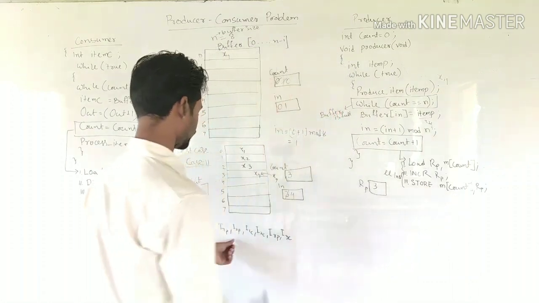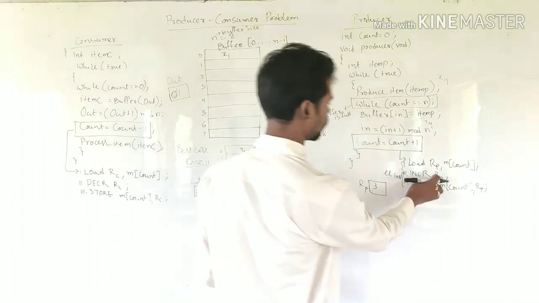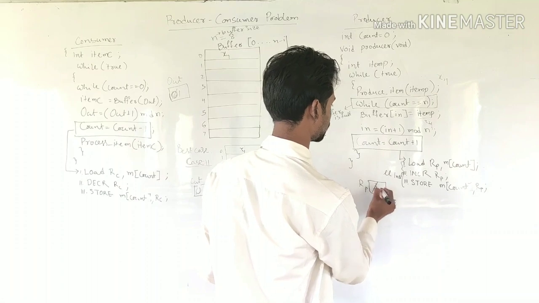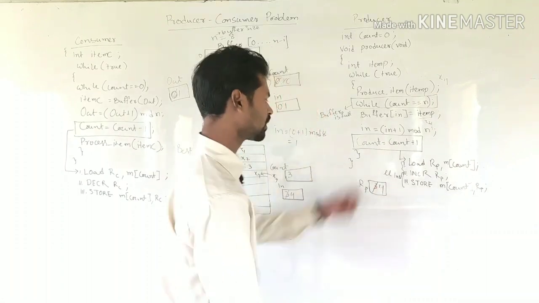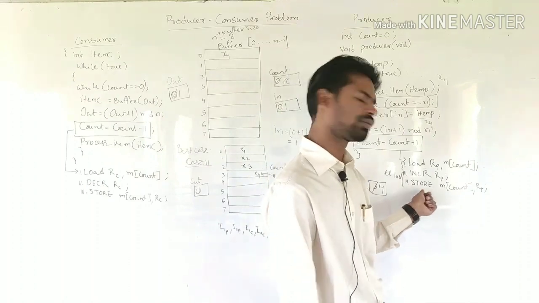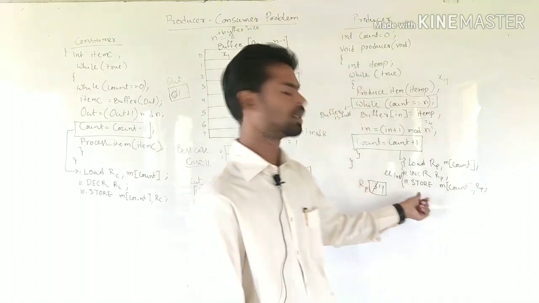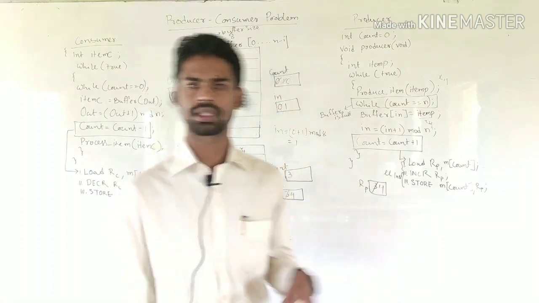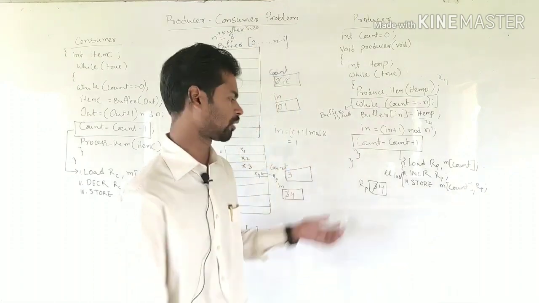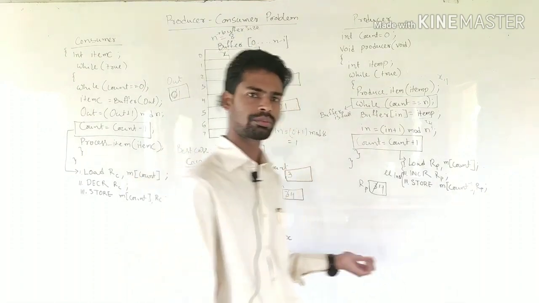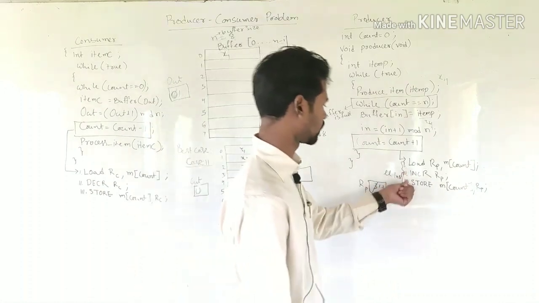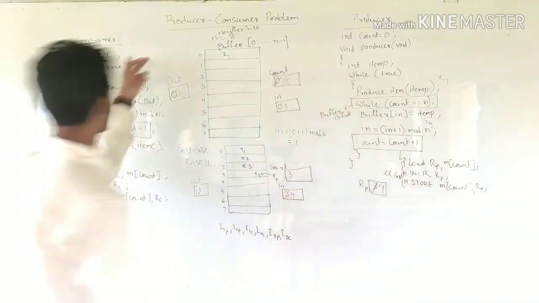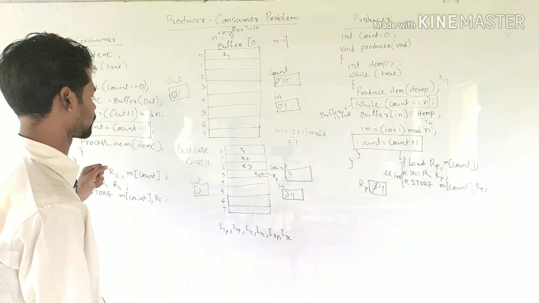Next, execute instruction I2, instruction 2 of producer, that is RP increment RP, that will be 4. But before executing micro instruction 3, it is preempted. Preemption may occur at any time due to expiry of time quantum or any hardware interrupt or due to priority. So after executing the second micro instruction, it is preempted. Now consumer process starts executing.